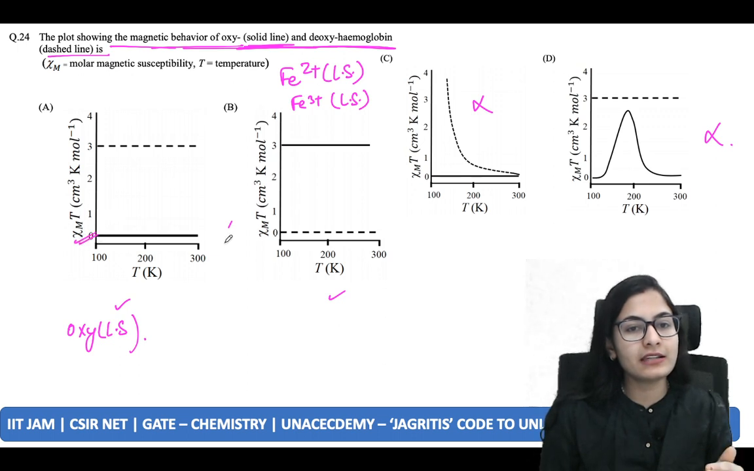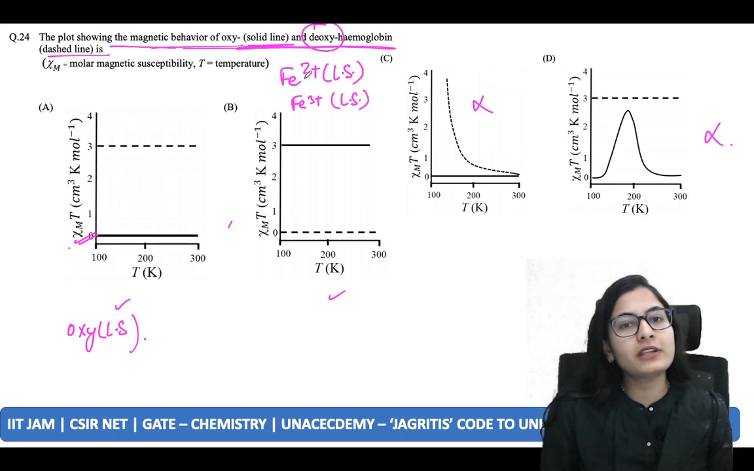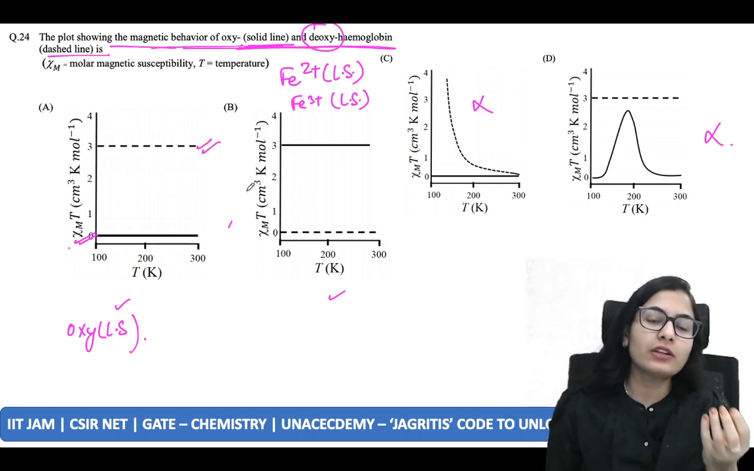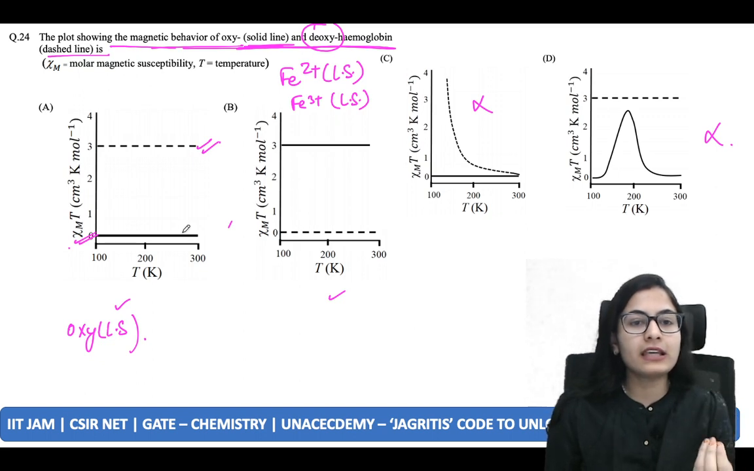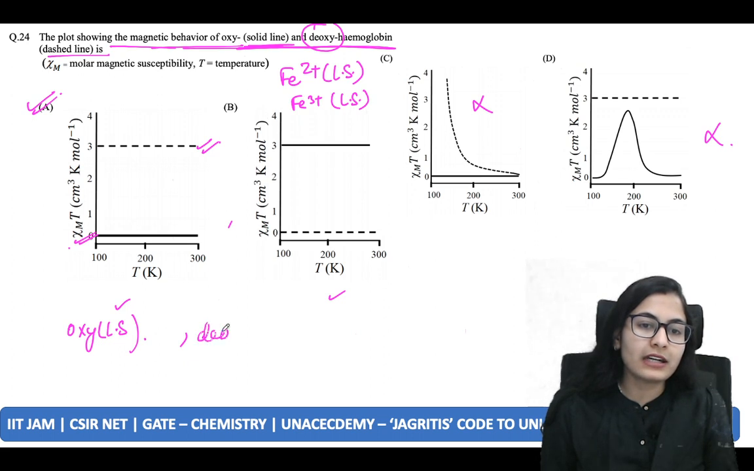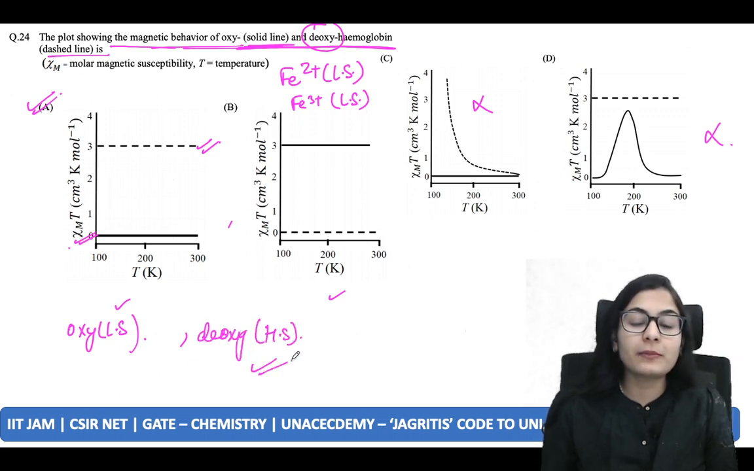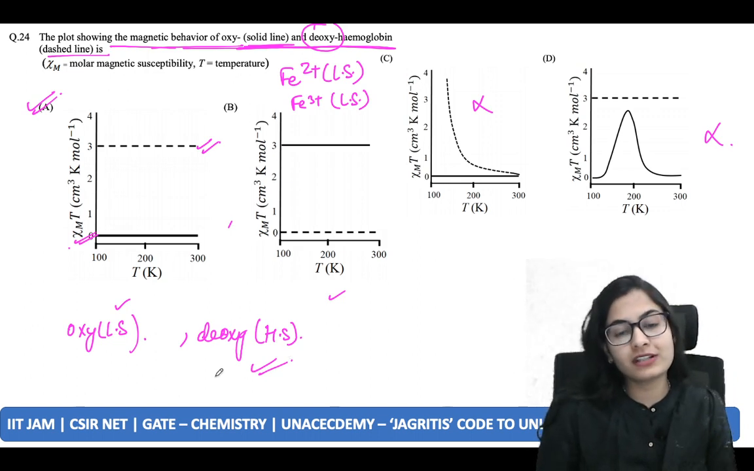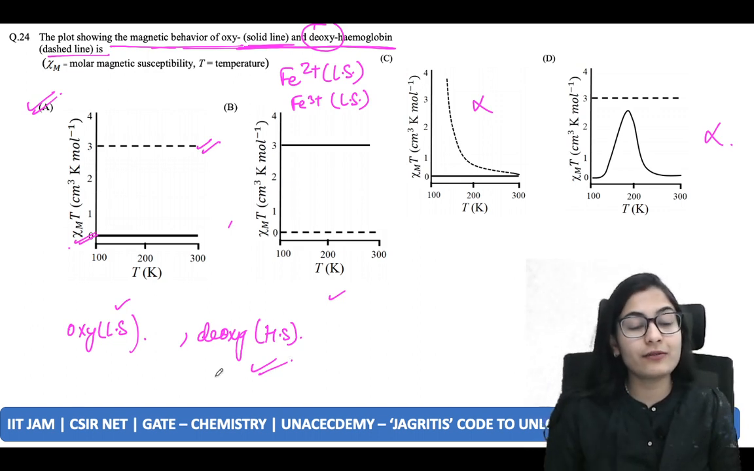So the solid line is at 0, and in the deoxy form there are more unpaired electrons, and that is why the dashed line is at 3. So you don't have to exactly find out what the value is, you just have to see the bold and the dashed line. That is a very simple question. Answer is option number A. Oxy is there in the low spin and deoxy is there in the high spin. So that is why there will be a greater number of unpaired electrons in the deoxy. This is just what you have to see.